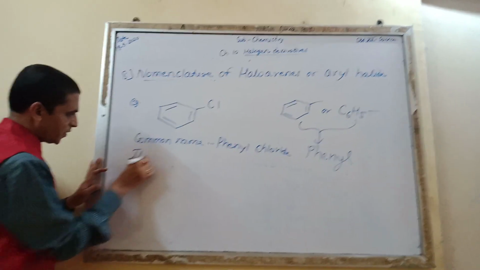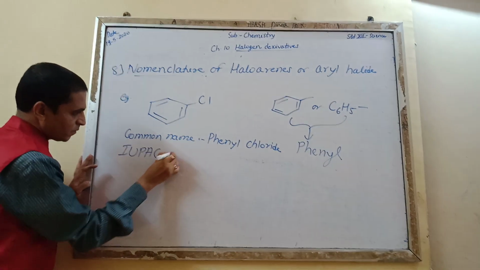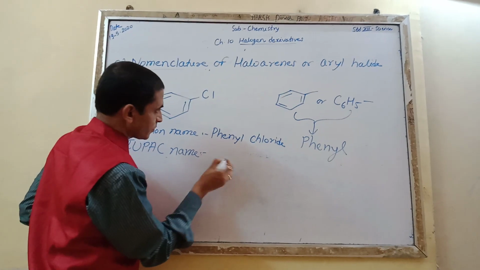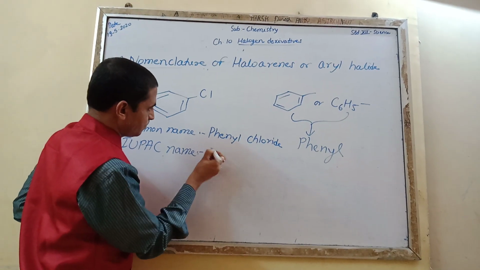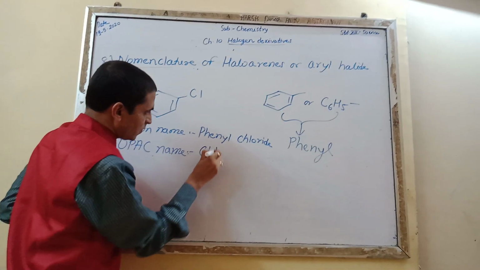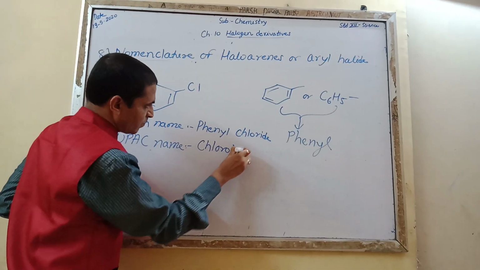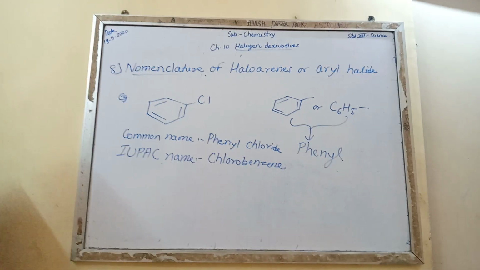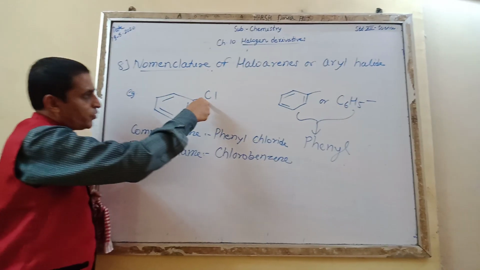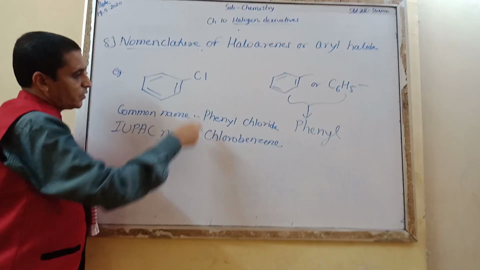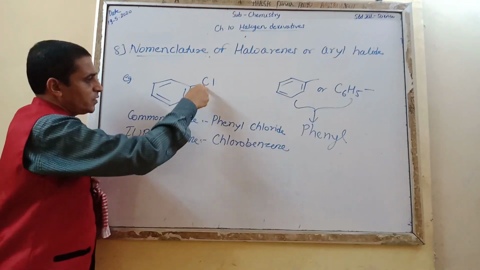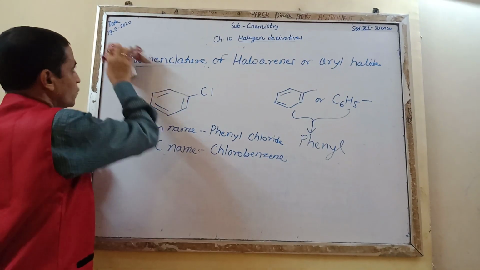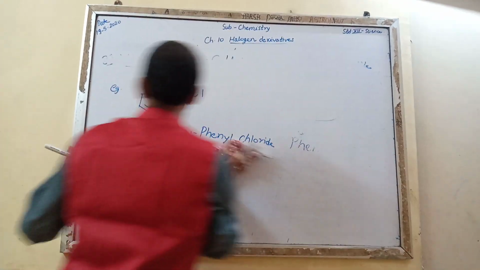And IUPAC name is written as chlorobenzene. If here Br is given, then you get phenyl bromide, and here you get what? Bromobenzene. If I is there, then you get phenyl iodide and you get iodobenzene. I think you understood this. You can proceed to the next part.